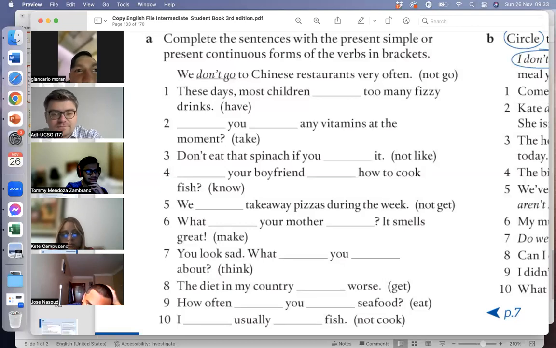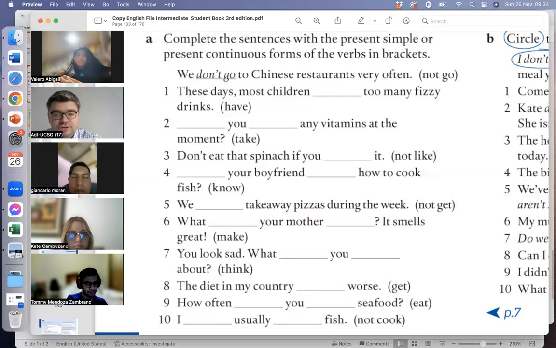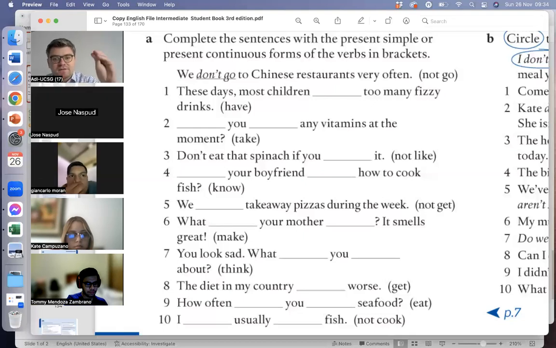Giancarlo, what do you think? It's temporary, that it's getting worse. Again, the diet in my country is getting worse. What we're trying to say by using the present continuous is that it was not like that before. We're trying to highlight the fact that now it is changing. It's a temporary thing. It used to be better, now it's worse. It's not always been like that. And that is why we are using present continuous and not present simple. Okay? The diet in my country is getting worse. Hopefully, it's going to get better.